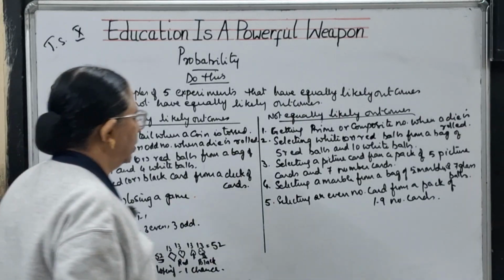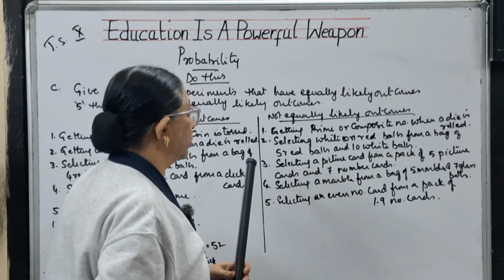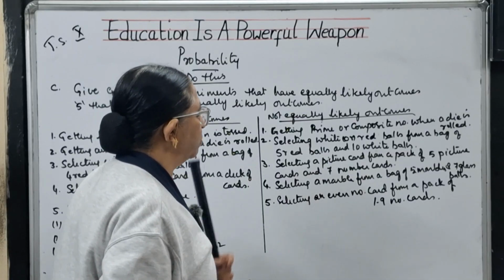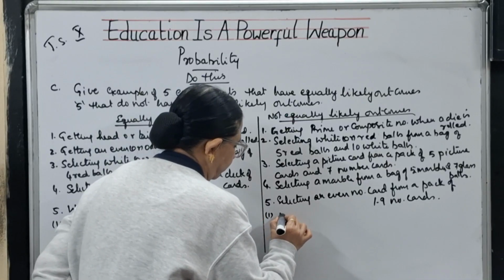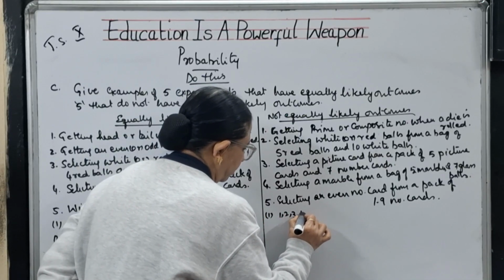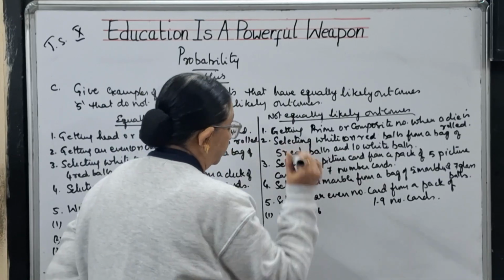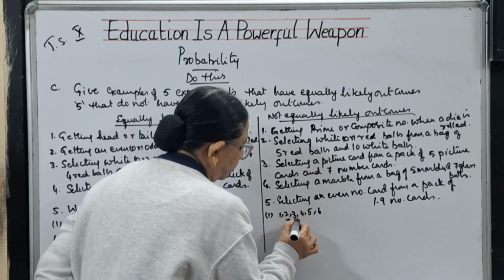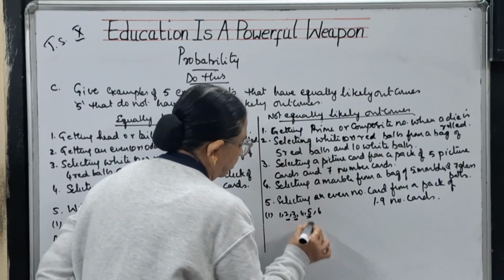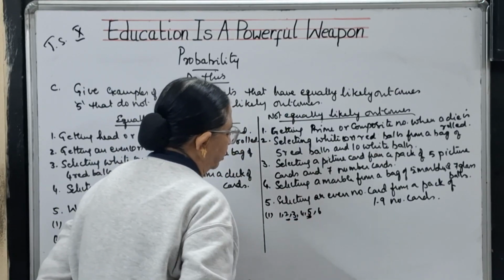The next one, not equally likely outcomes. Getting a prime or composite number when a die is rolled. First one, die: 1, 2, 3, 4, 5, 6. Getting a prime or composite number. What are prime numbers here, children? 2, 3, 5. These are all prime numbers.